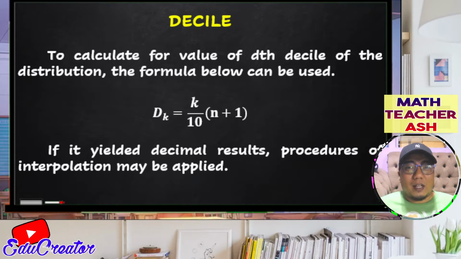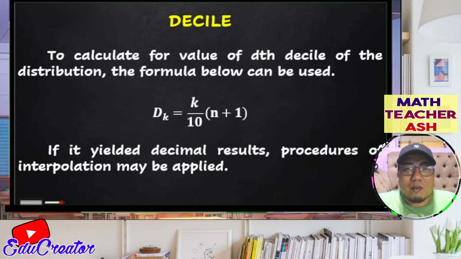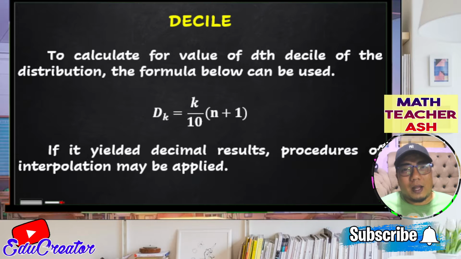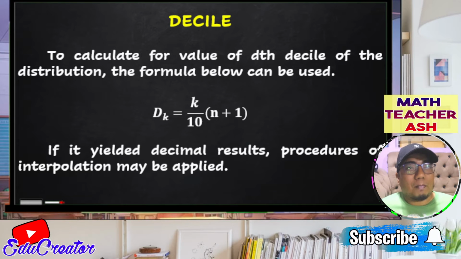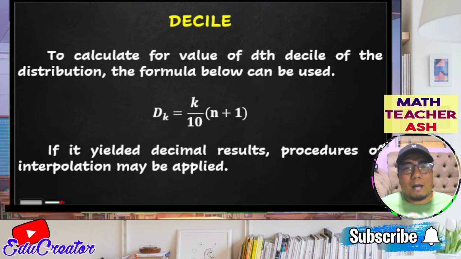Now, to calculate for deciles, we need to use the formula D sub k is equal to k over 10 times the quantity n plus 1. This is just the same as our quartile, except our fraction has a denominator which is 10, which talks about the 10 parts compared to our quartile, which only talks about 4 parts. The k here is the position of your decile. So, if we are talking about the 7th decile, then we will substitute k with 7. However, if we are talking about the 2nd decile, then we will substitute k with 2.